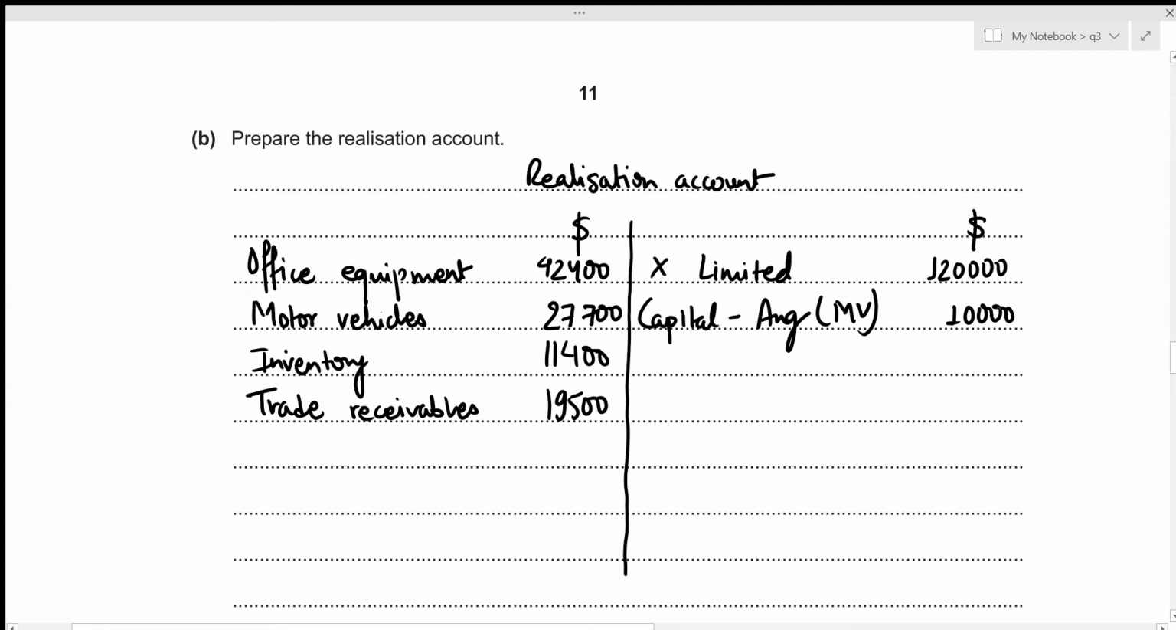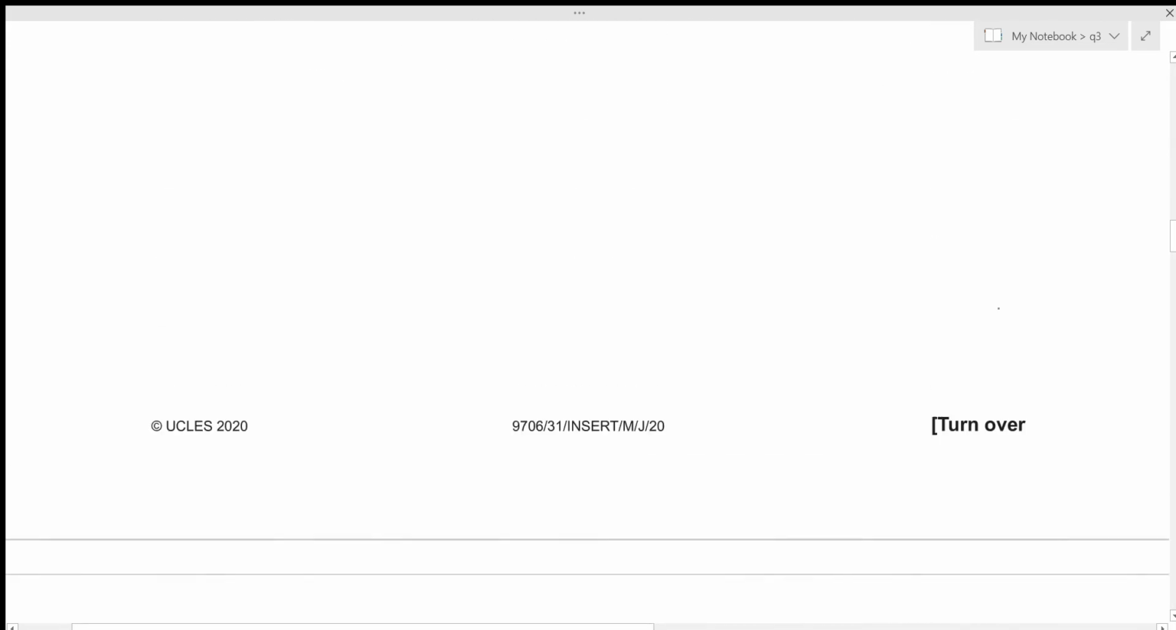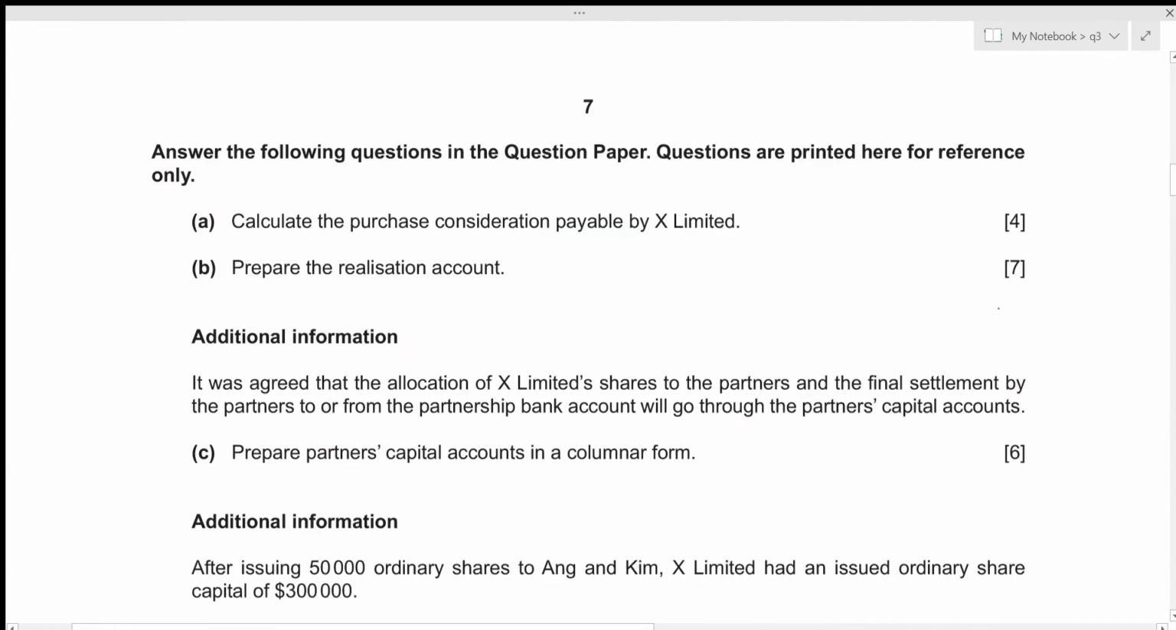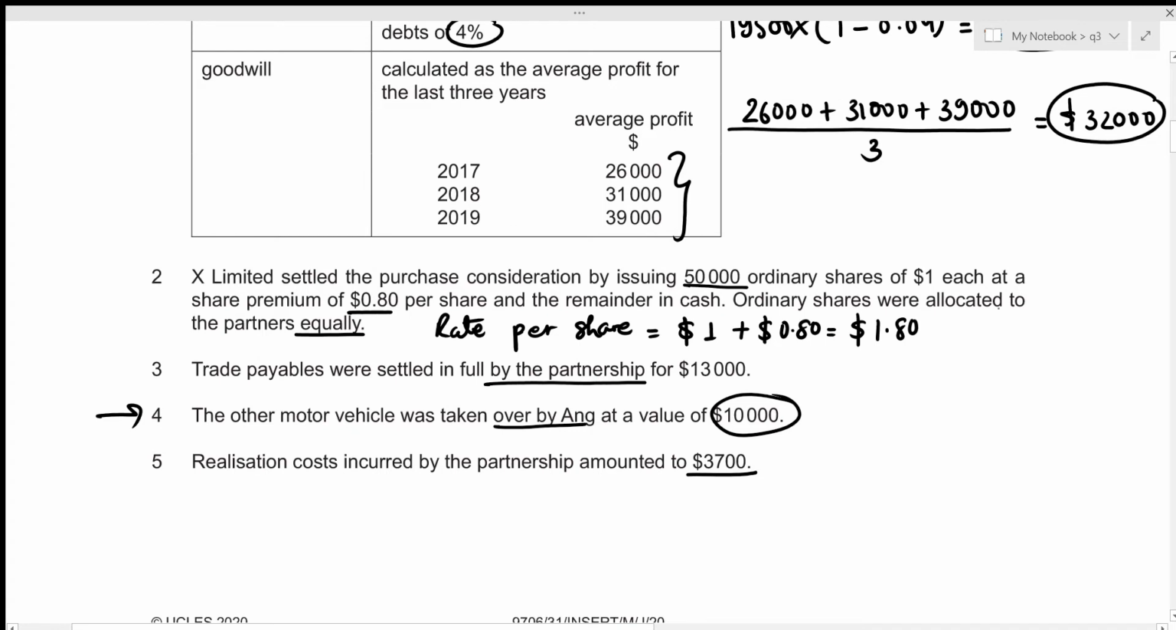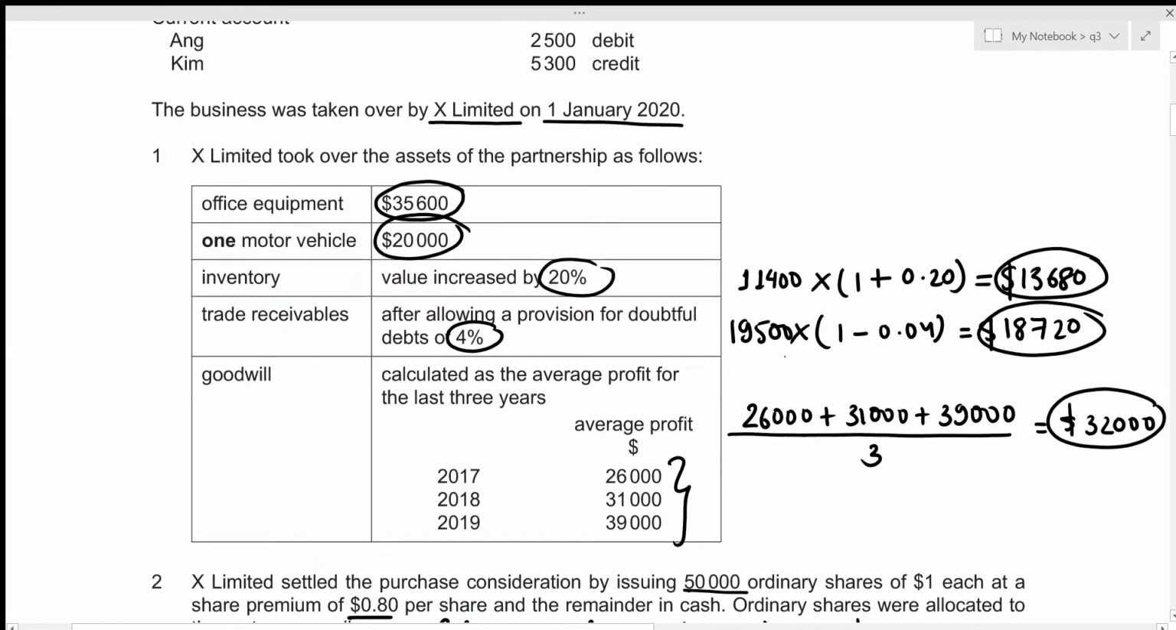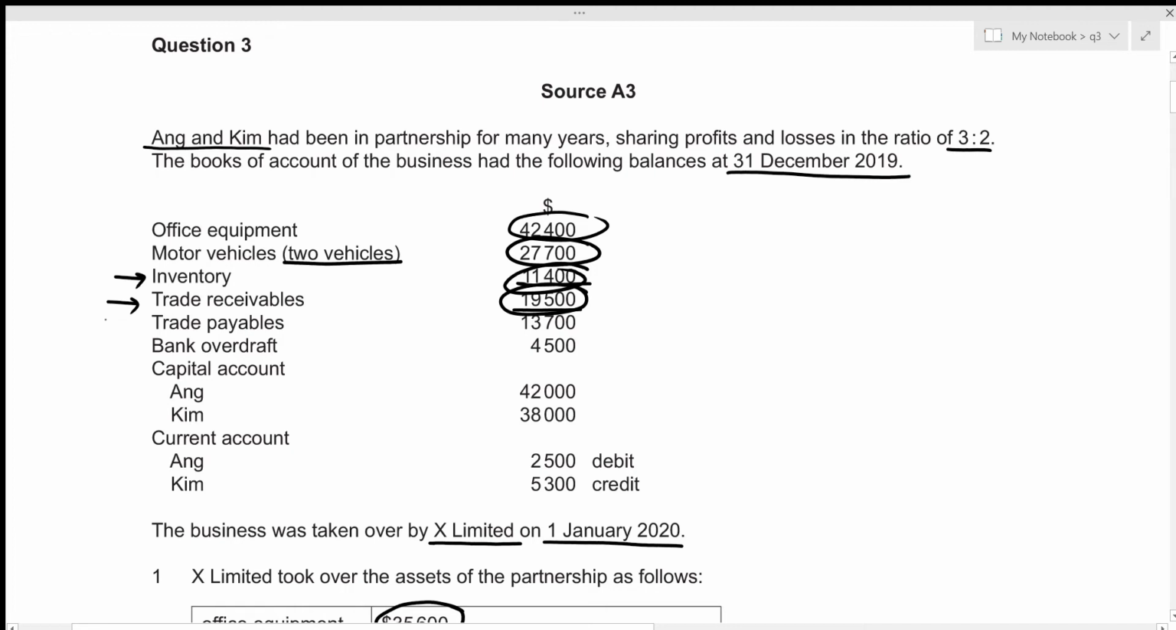Alright. Then we also need to record the settlement of our liabilities. And we can see here that the trade payables were settled in full by the partnership for 13,000. So this is the settlement amount, right? But let's have a look at our initial amount of trade payables right here. It amounted to 13,700. So this initial amount of liability should be recorded on the credit side, and the settlement amount of 13,000 should be recorded on the debit side in our realization account.